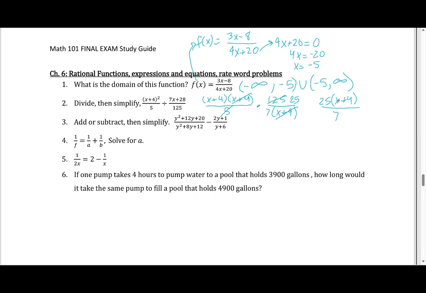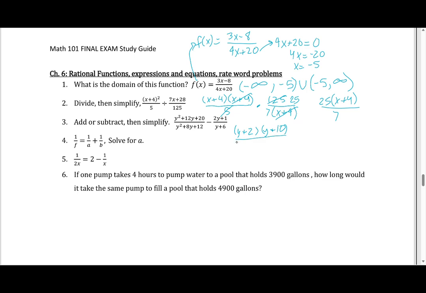Alright, number 3, we're going to add or subtract and simplify. Again, we're going to need to use factoring. And so this top one is a fast trinomial. I just need to add to be 12 and multiply to be 20. So that's going to be y plus 2 and y plus 10.